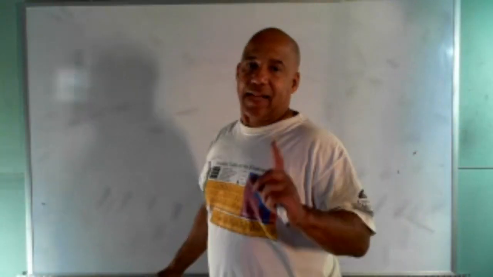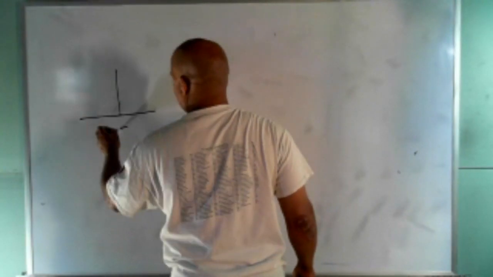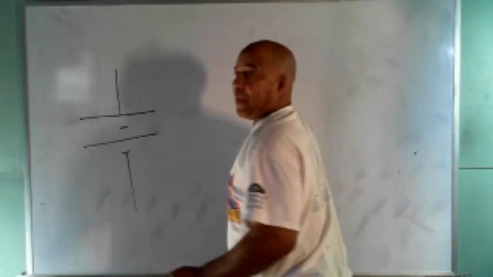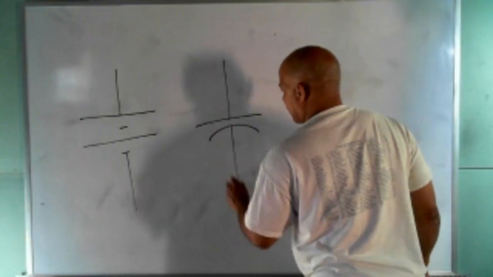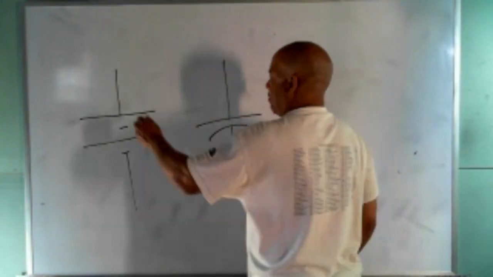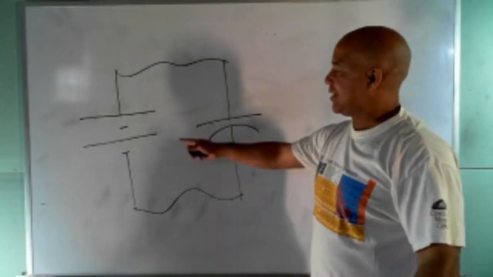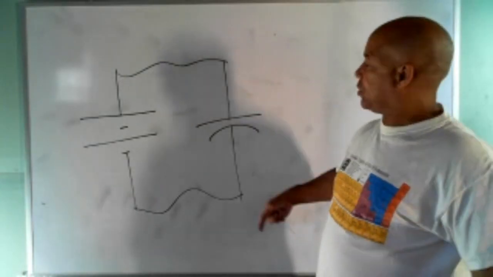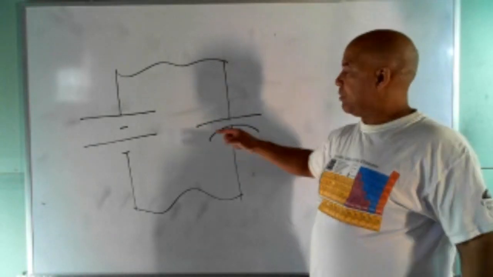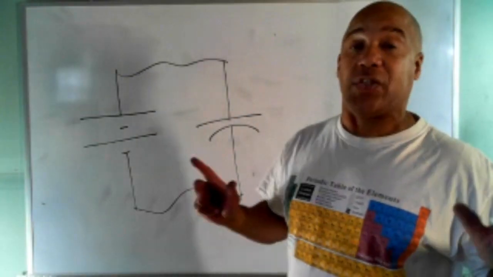Let's say I take a battery and a capacitor, and I hook it up. What's going to happen when I hook it up? Now, this is a DC, not an AC circuit. If I hook it up, that capacitor is going to charge up to a certain amount of voltage. And remember, even though capacitors store charge, they really store energy.